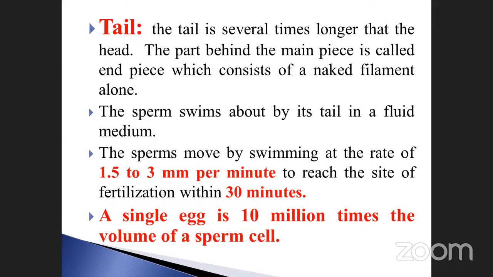The sperm swim about by their tail in a fluid medium. Already I told you, without the tail they cannot move, because it's just like a fish. There is a tail and also fins, isn't it? The tail and fins are also used for movement as well as rotation, turning. The tail is very useful in the case of which one, you know, fish. Just like that, the sperm swim about by their tail in a fluid medium.